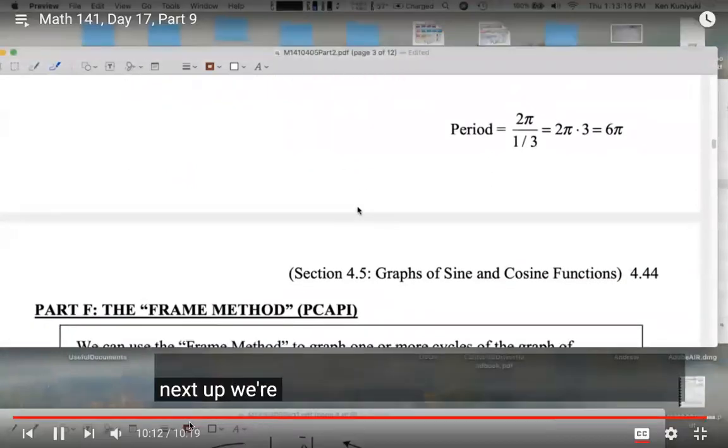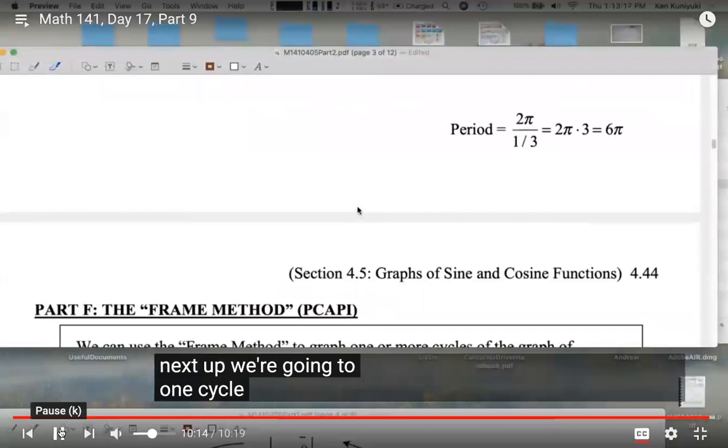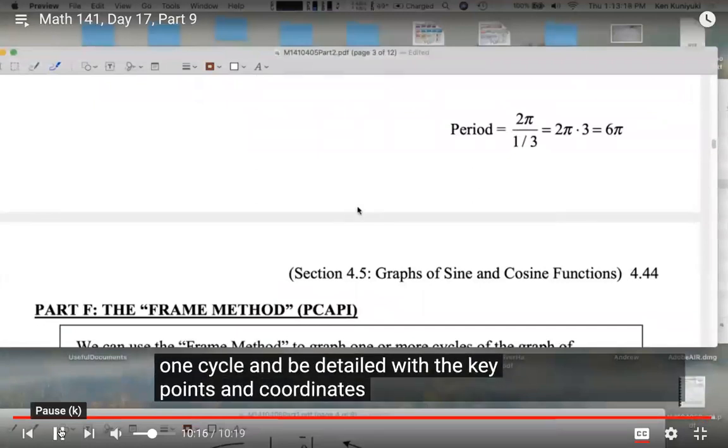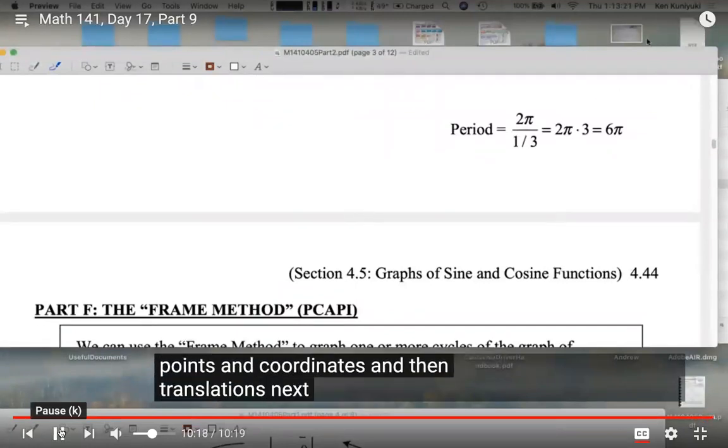Next up, we're going to frame one cycle and be detailed with the key points, coordinates, and translations. Now, if you're really good at your trig class, Math 104, of course you can use your old methods, but give me all the information my method would give you.